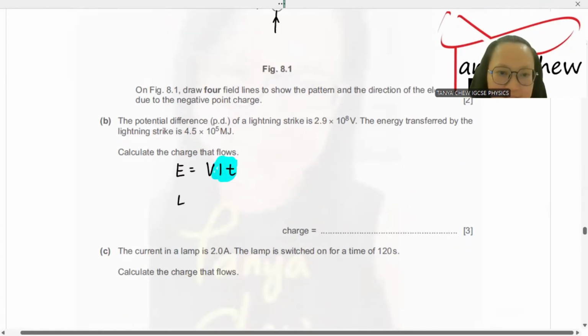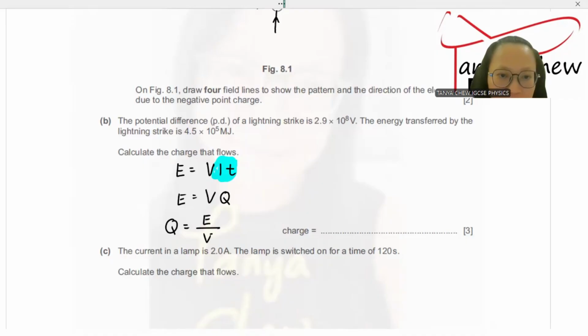So I'm going to replace this. E is equal to VQ. Now make charge as the subject. Q is equal to energy over PD.